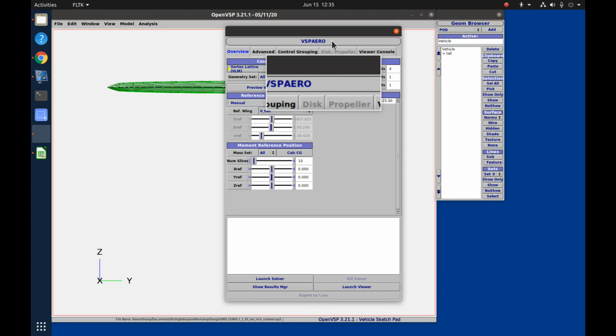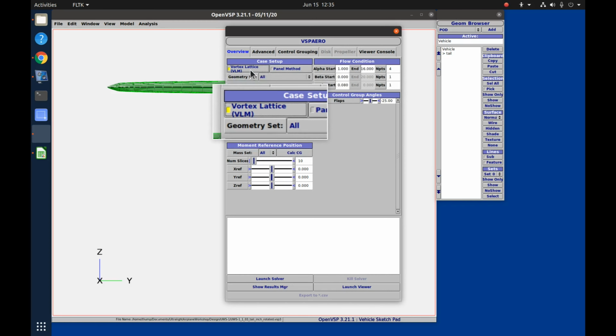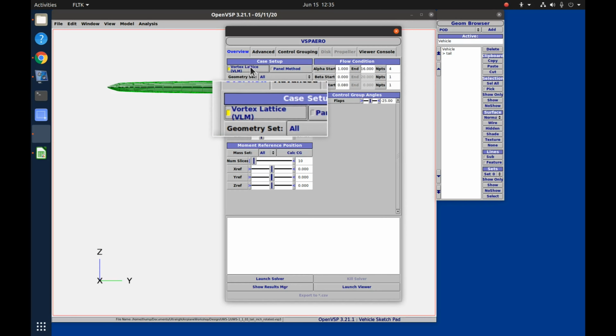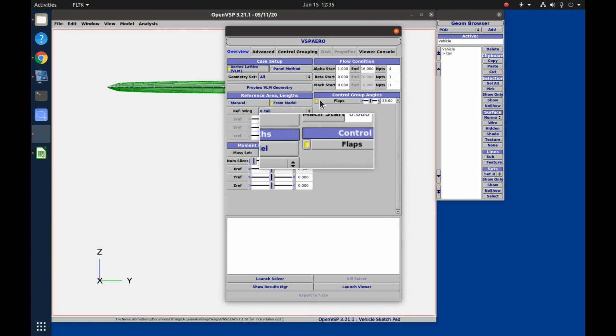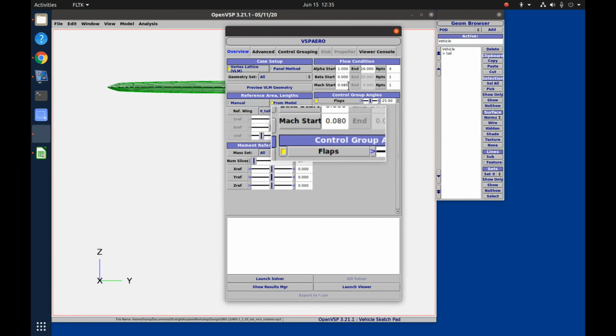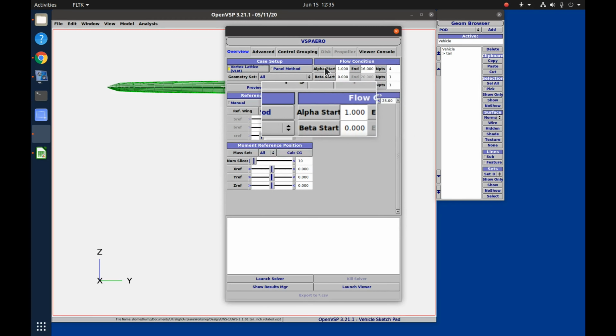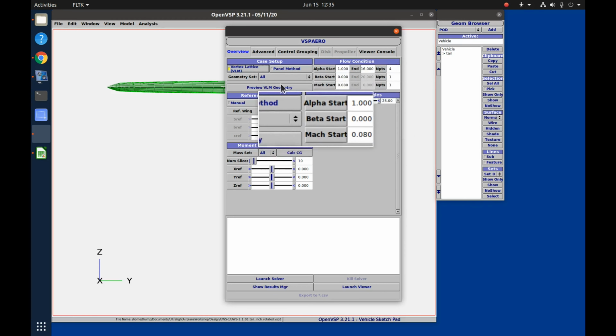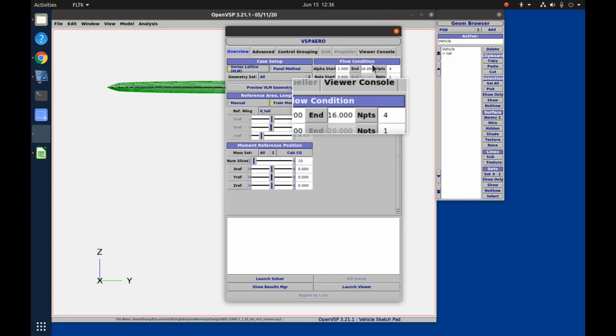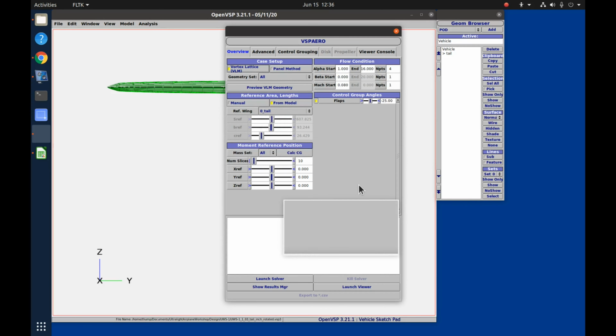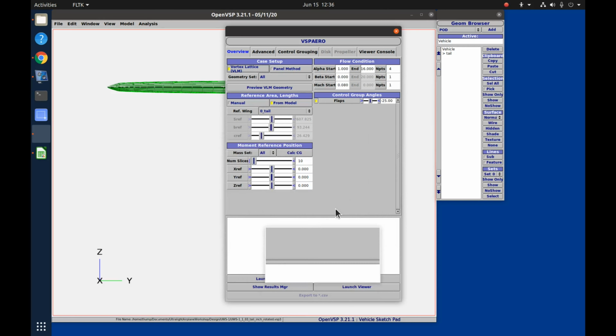I've opened the VSPAero portion of OpenVSP. For the case setup, in order to get the lift distribution, we're using the vortex lattice method. I'm going to use my flaps, and I'm going to do 4 steps in changing alpha. But for us, since we've rotated 90 degrees, it's really beta for us. But the program thinks it's alpha, the pitch angle. Everything else I leave default values.